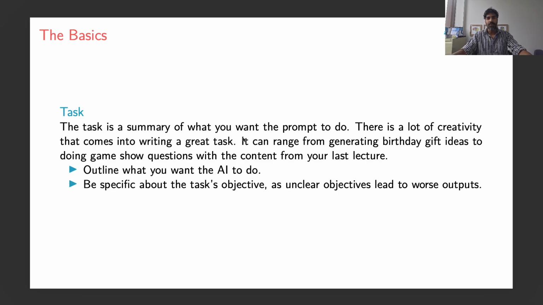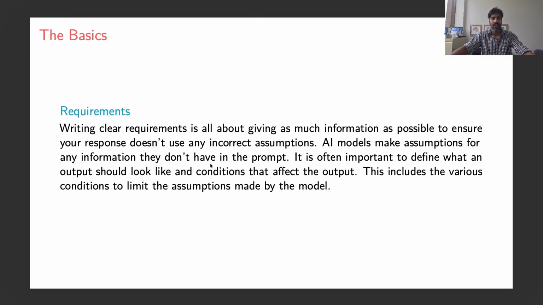The task is a summary of what you want the prompt to do. So there's a lot of creativity which comes with writing a task. It can range from generating birthday gift ideas to doing game show questions with the content from your last lecture. You want to outline what you want the AI to do. So you want to be specific with the task objective, as unclear objectives lead to worse outputs. You've probably caught on to the fact that the less you specify, the more room there is for AI to provide you what you don't want, which is the alignment problem.